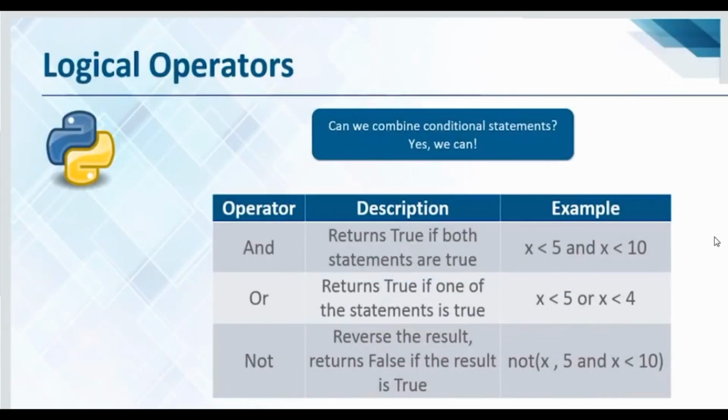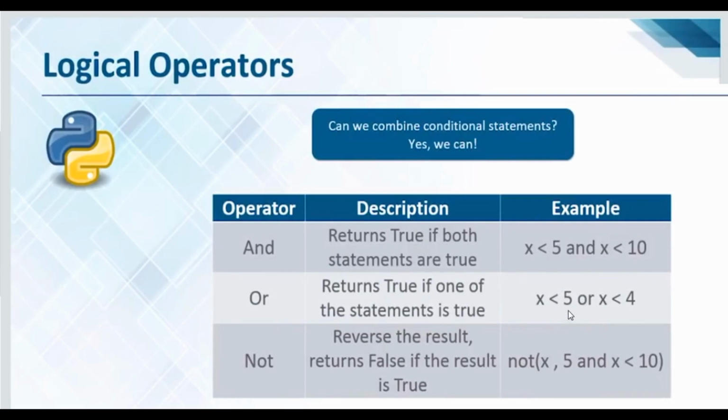Now logical operators. So what is a logical operator? Actually, logical operators combine at least two conditional statements. For example, there are three operators: and, or, not. Here is and, which returns true if both statements are true. Here x less than 5 and x less than 10, so both are true, so it will return true. Or returns true if one of the statements is true.